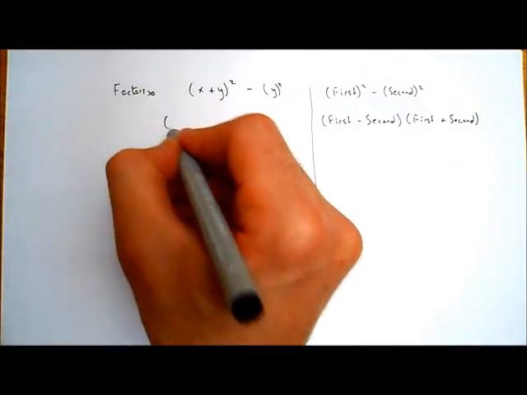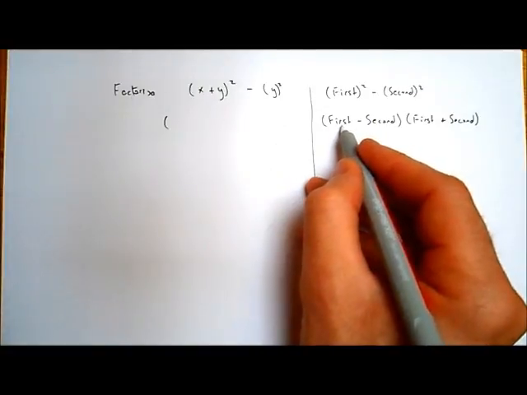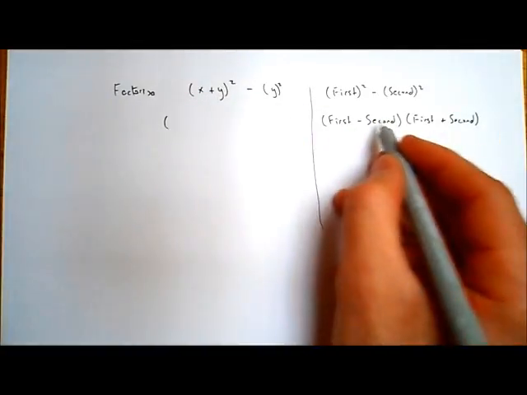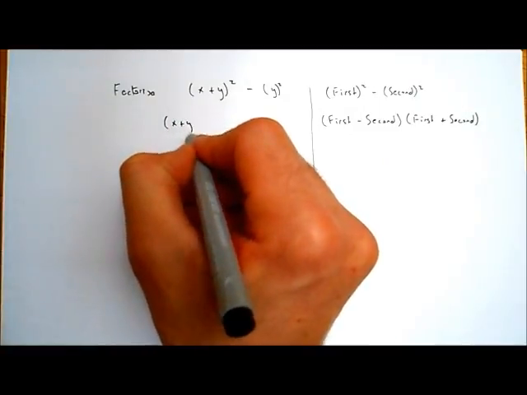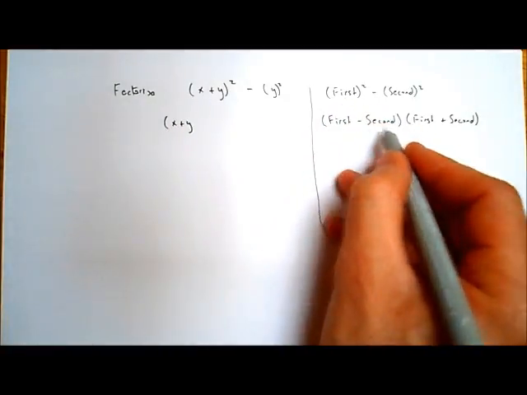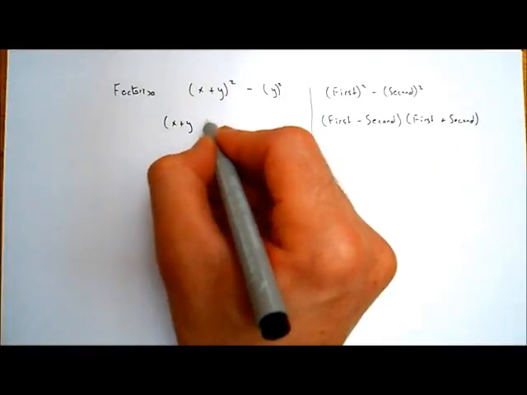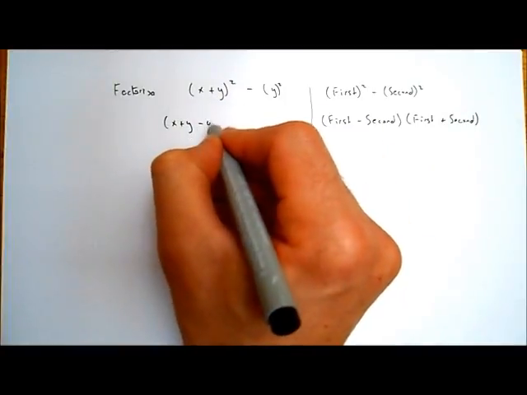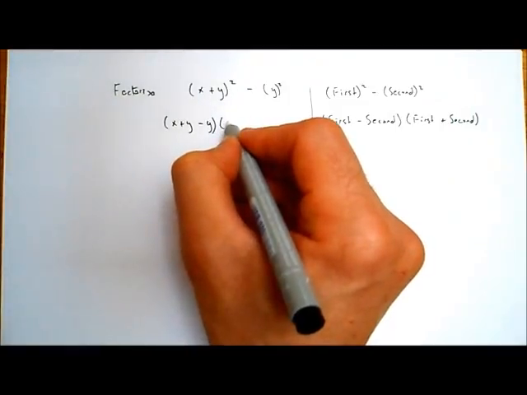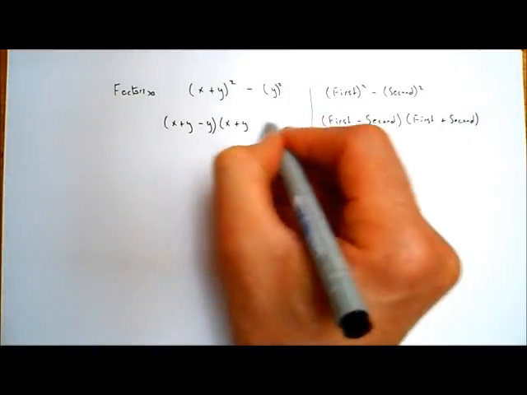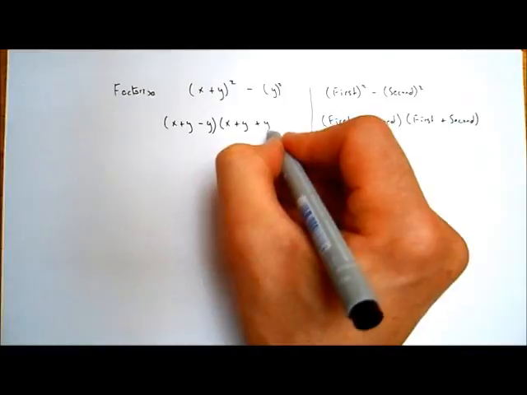So I'm just going to rewrite this. I'm going to factorize it, and anywhere I see first I'm going to write x plus y, and anywhere I see second I'm going to write y. So it's going to be x plus y, the first, minus the second. So it's x plus y minus the second, so minus y, multiplied by, and then it's first plus second. So multiplied by first, which is x plus y, plus the second, so plus y.